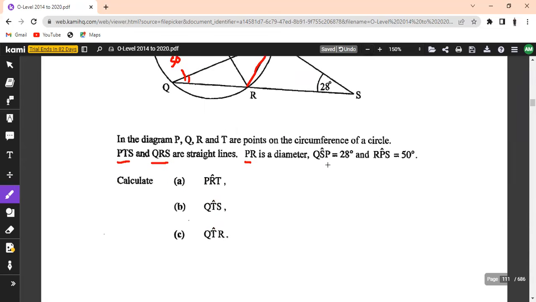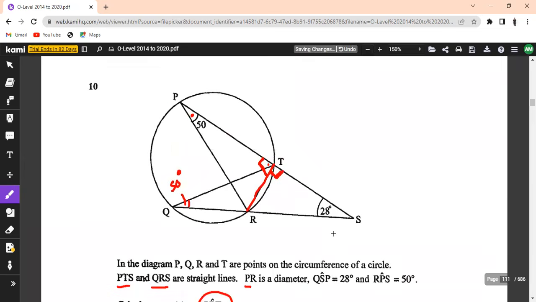So let's see the first question, what you're given. Calculate item 1, angle PRT, P to R to T, which is this angle here. So what is going to be this angle that you're given to calculate, which is this one, that is PRT.